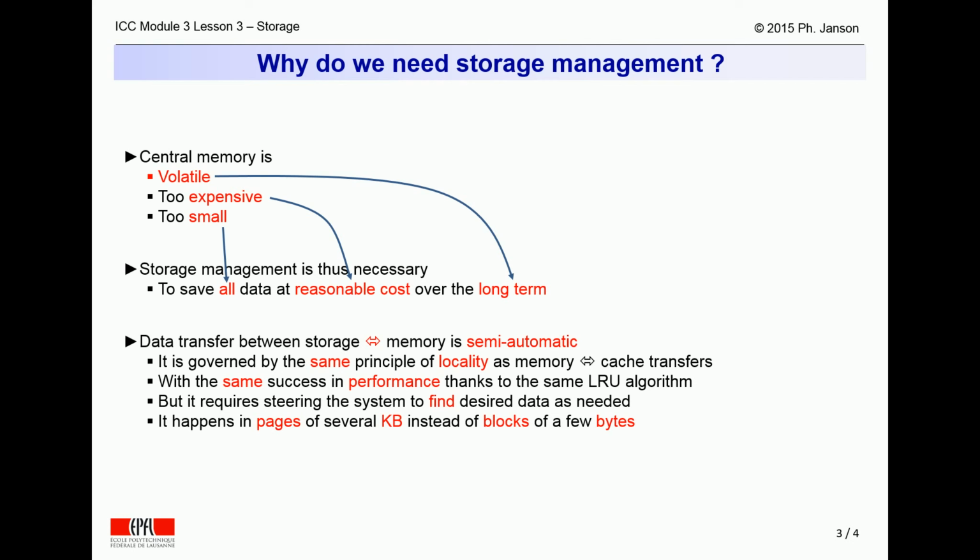It just requires telling the computer in advance which chunks of information will be needed next and where to find them in storage. Instead of happening in small blocks of a few bytes at a time, as between main memory and cache, information transfer between storage levels in and out of memory happens in pages of several kilobytes each typically. Where and how to store data so they can be retrieved is the topic of this set of video clips.